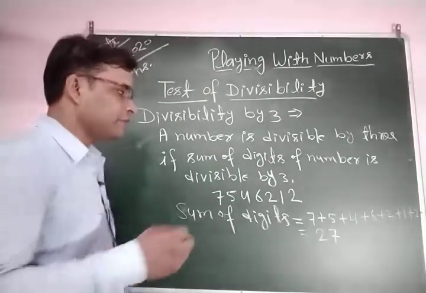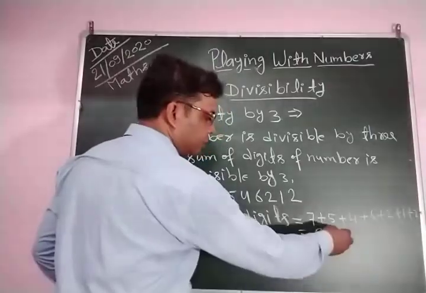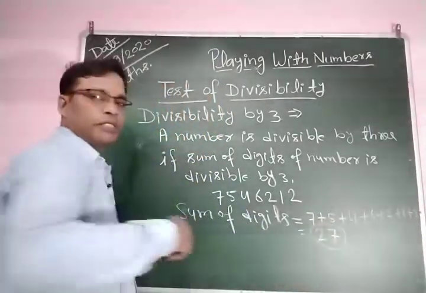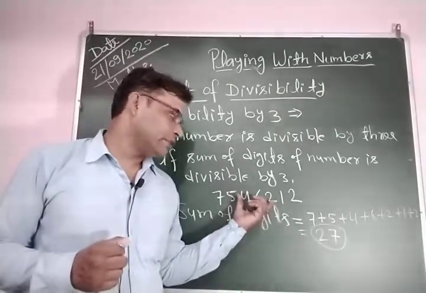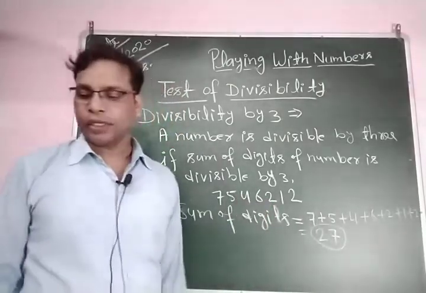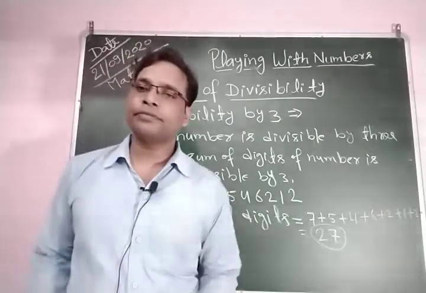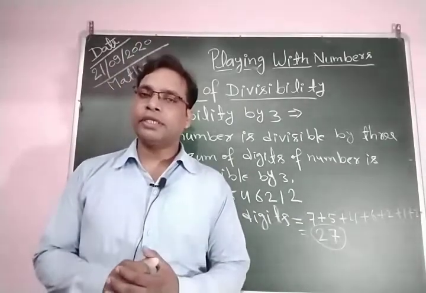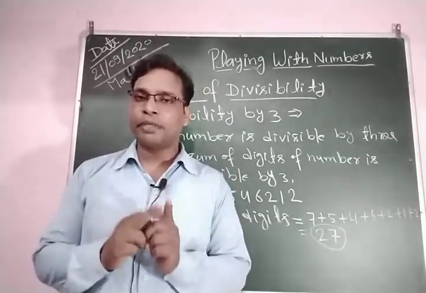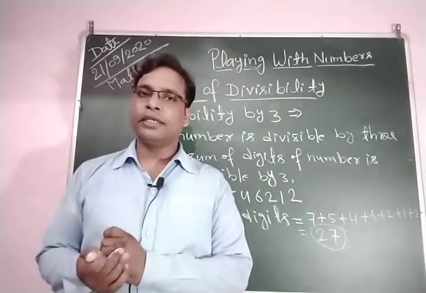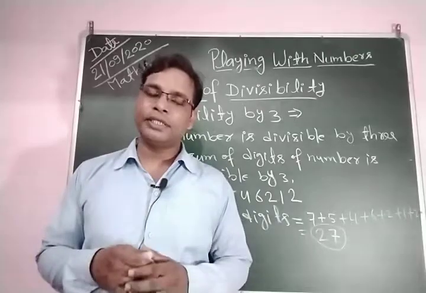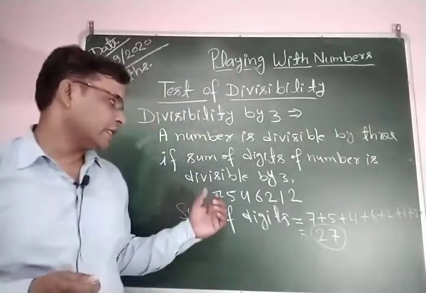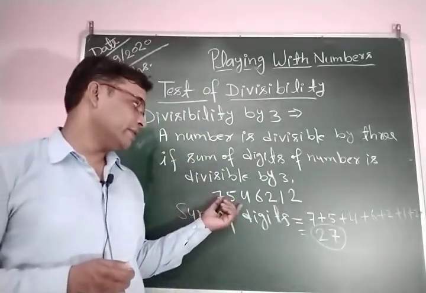So you can write here that this number's sum of digits is divisible by 3, and so this number is also divisible by 3. So what is the divisibility test of 3? You can say: if the sum of digits of the number is divisible by 3, then the number is divisible by 3. Here you can take a random number.